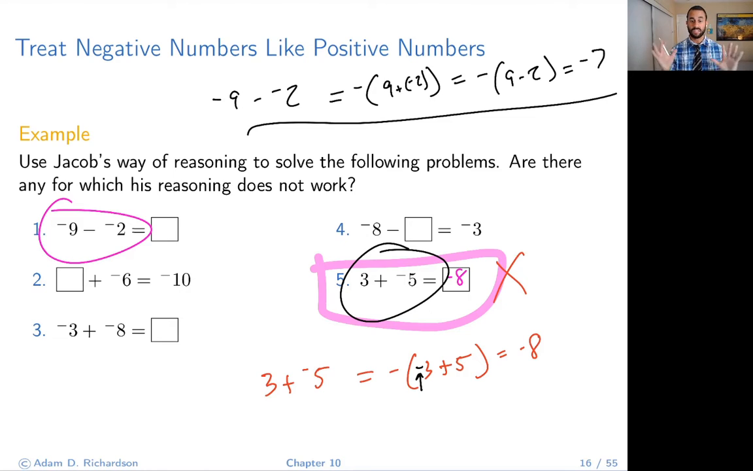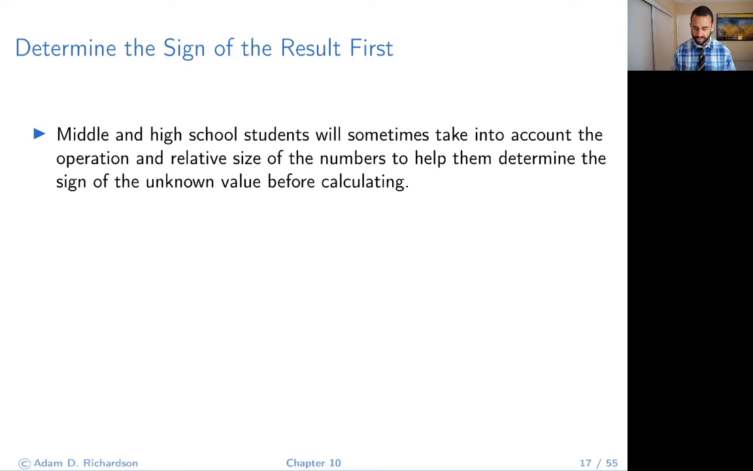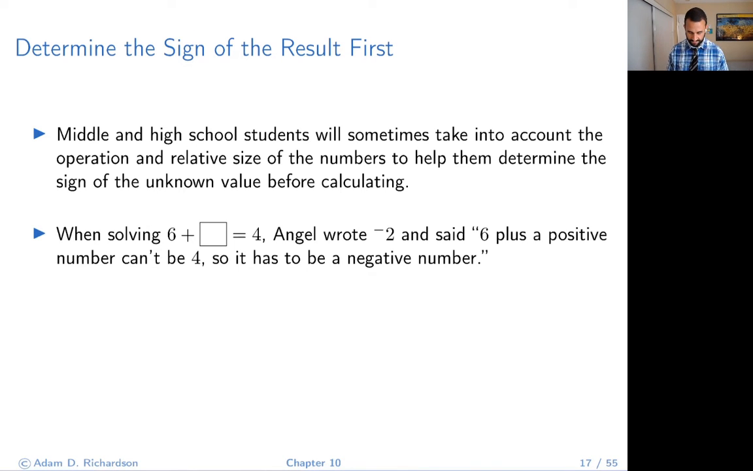He can use that as long as the numbers have the same sign. That's really the key. If these numbers have the same sign, then his method will work every single time. Okay, so middle and high school students will sometimes take account of the operation and the relative size of the result before calculating. So let's see an example of that.